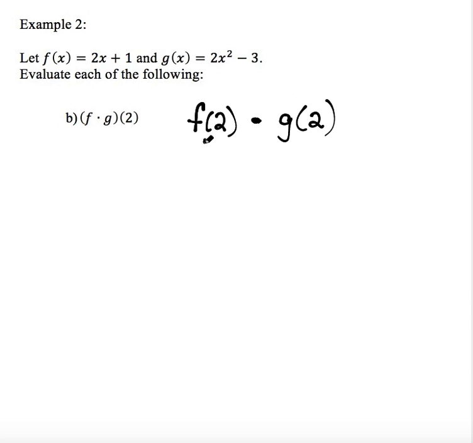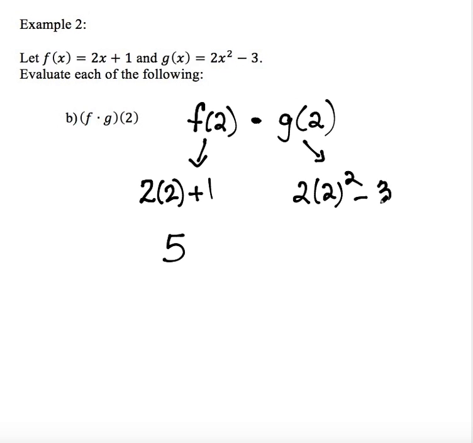So let's do f of 2 first. F of 2 means plug 2 into my f function. So 2 times 2 plus 1, which gives me 5. And then g of 2, 2 times 2 squared minus 3. Well, 2 squared is 4. 4 times 2 is 8. And 8 minus 3 is 5. So really, what I'm doing is I'm multiplying 5 times 5. So f times g of 2 is equal to 25.